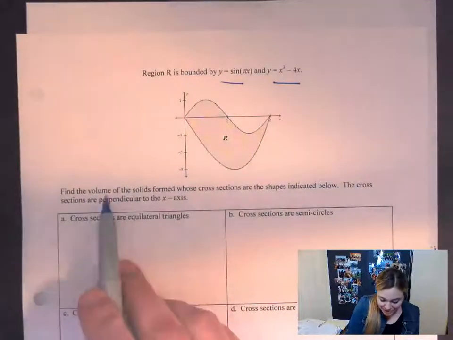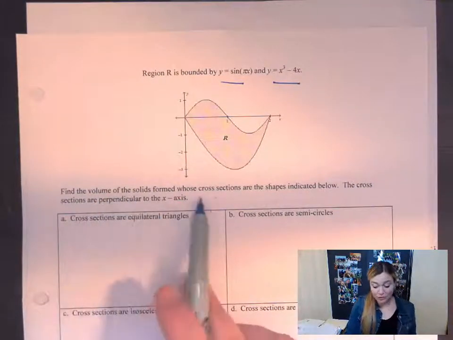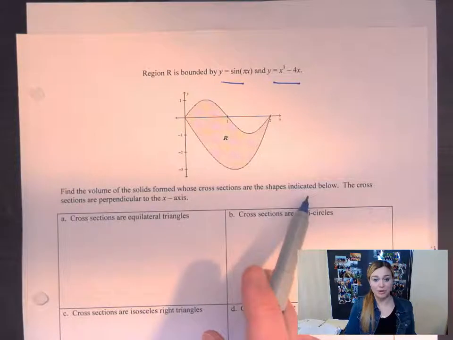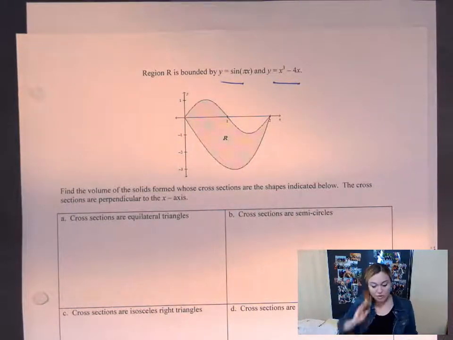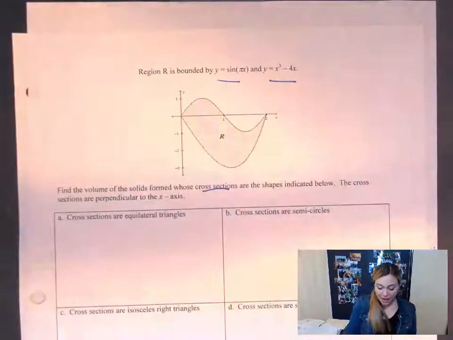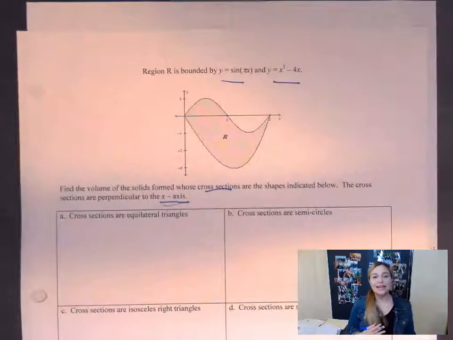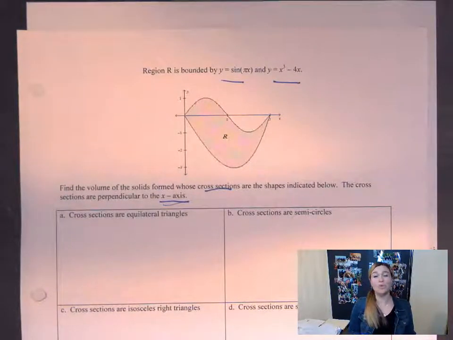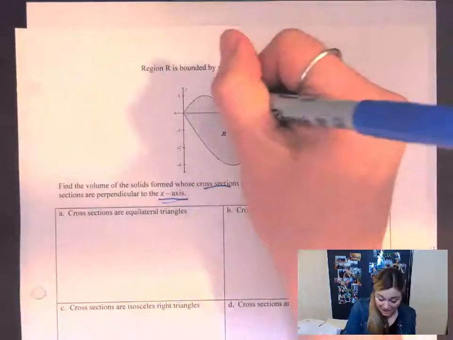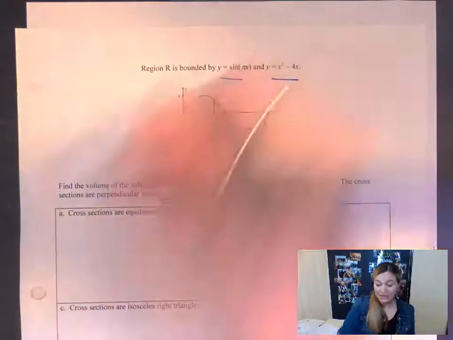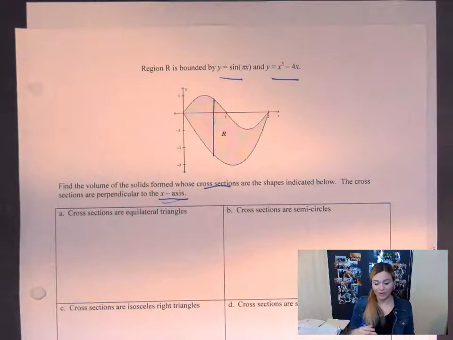For all of these, find the volume of the solids formed by cross sections of the shapes indicated below. So this is how you know to do this type of problem. When you see find the volume of solids formed by cross sections. The cross sections are perpendicular to the x-axis. This just means everything's normal. Every once in a while you will get ones that are in terms of y, where you can go the other way, but if these are perpendicular to the x-axis, then normal stuff is going on, where I can use f of x and I can use g of x, and I don't have to put anything in terms of y.